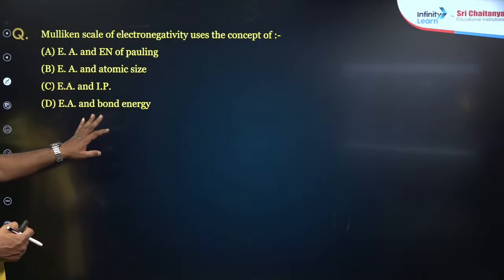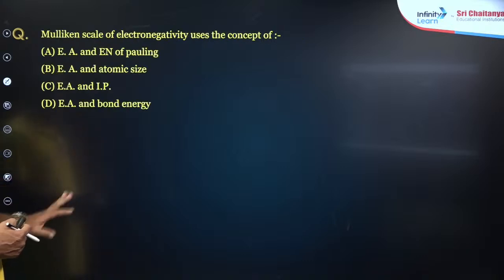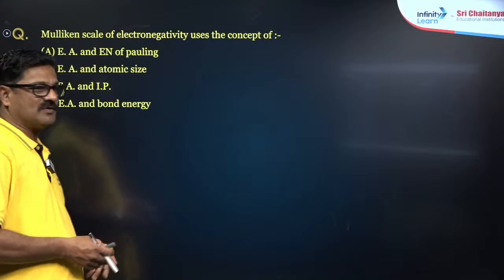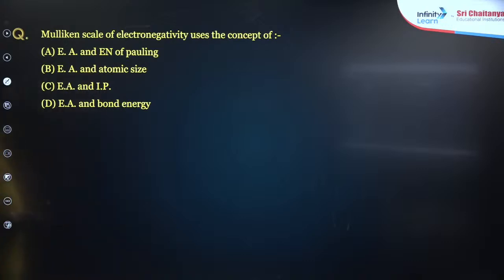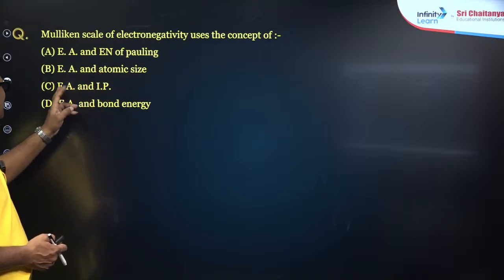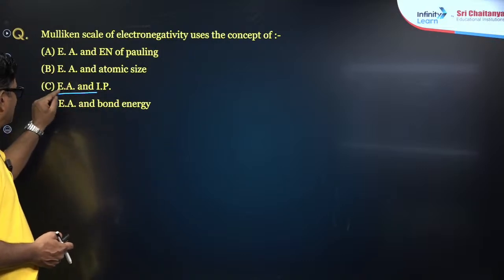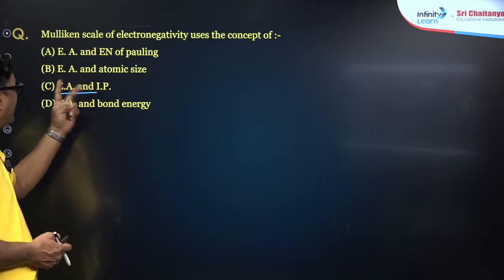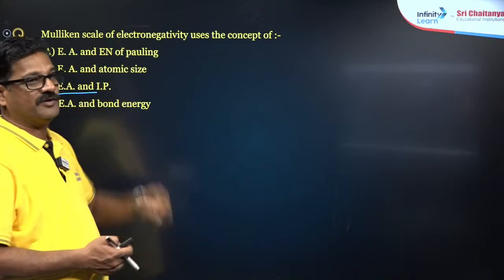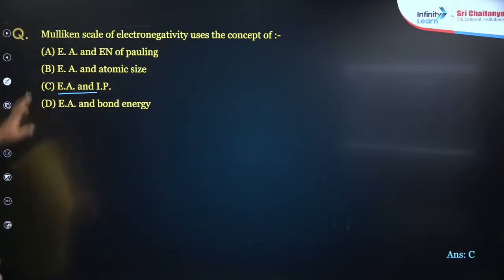I have the table as well. I am going to show you the table, right? Now the Mulliken scale of the electronegativity uses the concept of electron affinity and ionization energy. So according to Mulliken scale, electron affinity and ionization potential average is going to be the Mulliken scale electronegativity, right? So my answer for this question is going to be C.